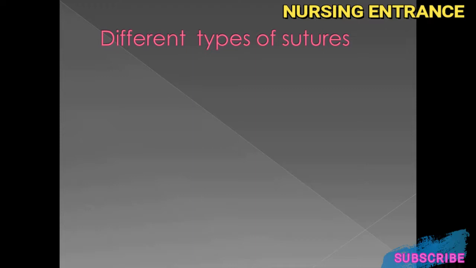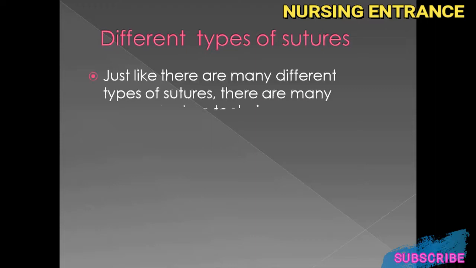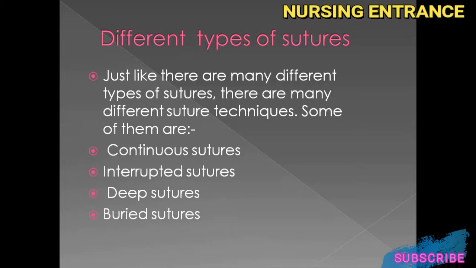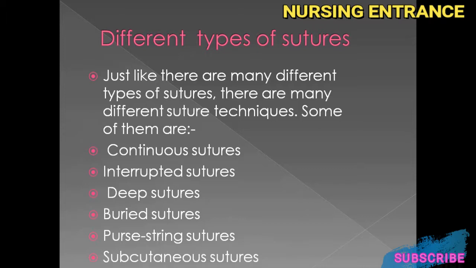Different types of sutures or stitches. Just like there are many different types of sutures, there are many different suture techniques. Some of them are continuous sutures, interrupted sutures, deep sutures, buried sutures, purse string sutures, and last one, subcutaneous sutures.